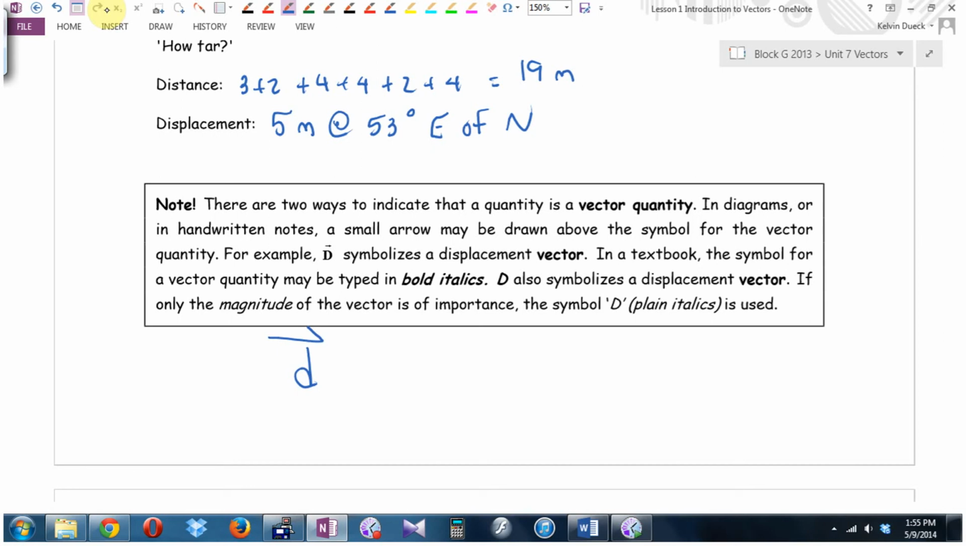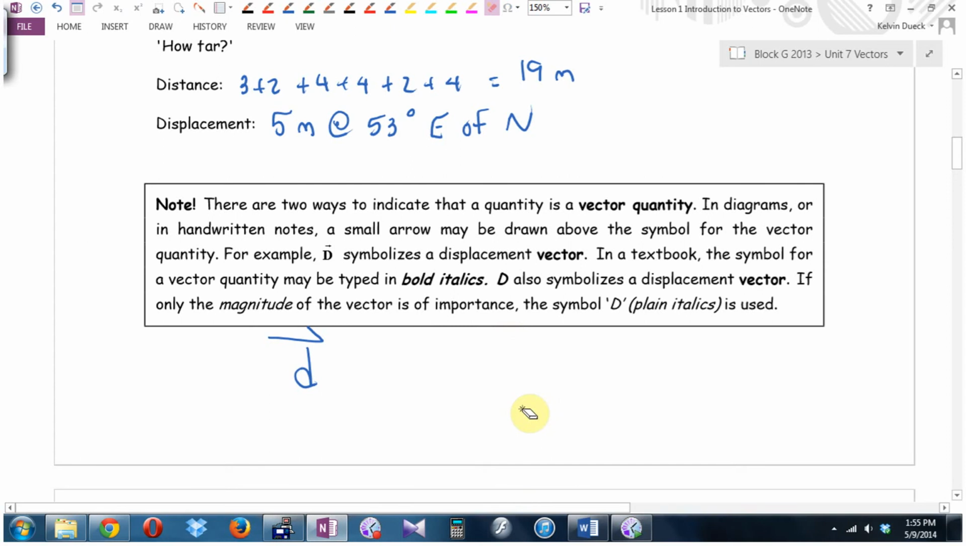In typing in a physics textbook, which I'm not a big fan of, it's always done in bold font. And the reason I'm not a fan of it, Emma, is for me to use bold font would be like, well, that's stupid. That just takes too long. So I like the vector notation.